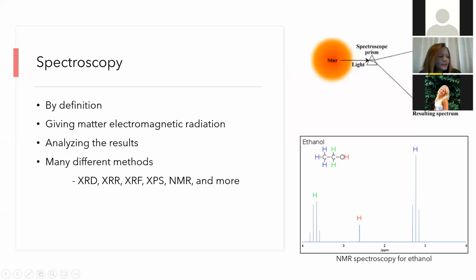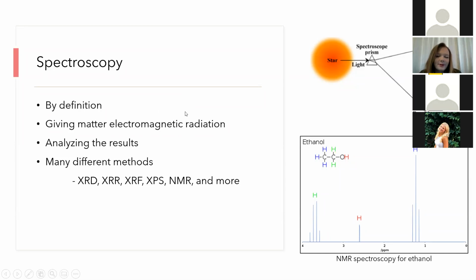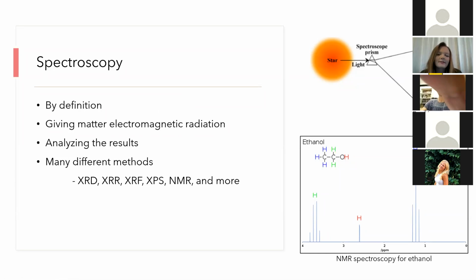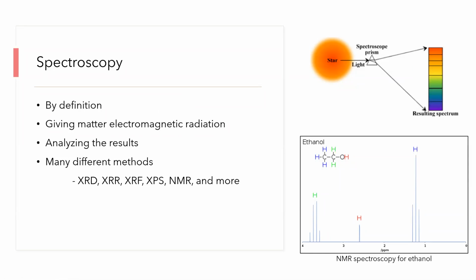So by definition, it is the study of the interaction between matter and electromagnetic radiation. So we're basically giving matter electromagnetic radiation, and then we're observing what happens as a result. Are things emitted, absorbed, reflected? And then we analyze those results, and using those results, we can draw conclusions about a sample's structure, identity, phases, strain, different properties like that.